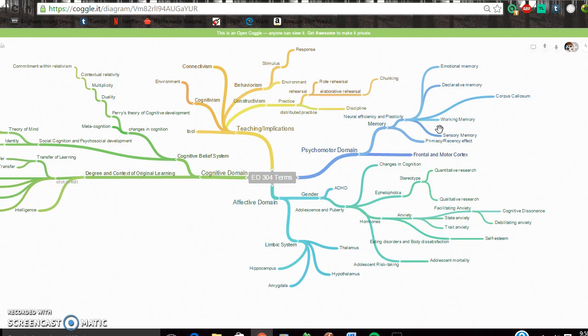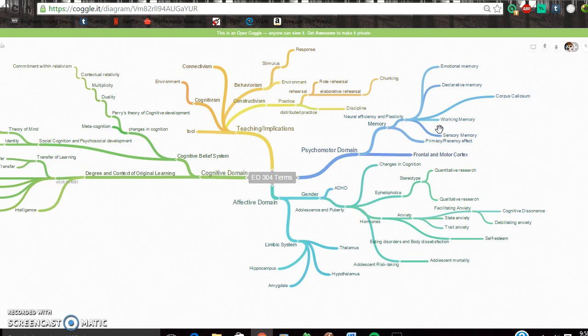So, alrighty. My next little branch here, I have adolescence and puberty. Adolescence is just the period of time in a person's life that's between childhood and adulthood. It's kind of that weird phase of life where their body's changing and they're becoming an adult. And puberty is the name of that process, where they start developing mentally, physically, and emotionally to become an adult.